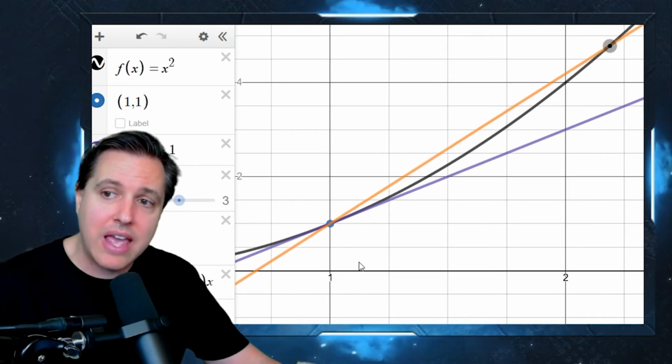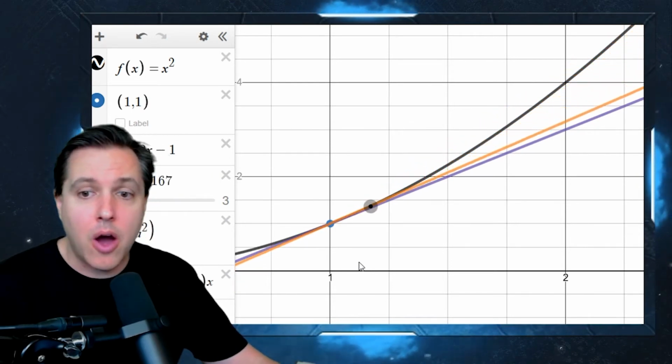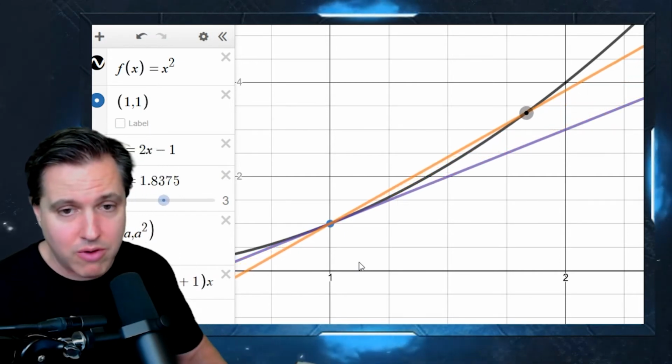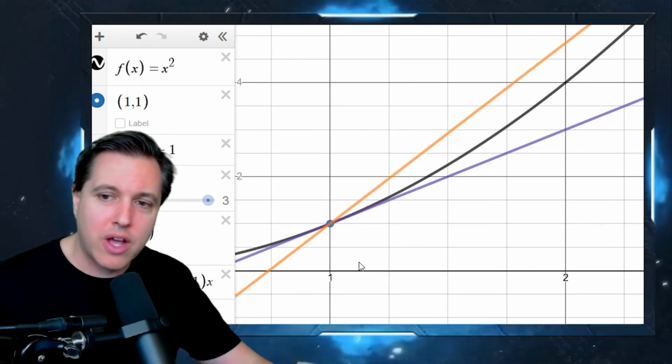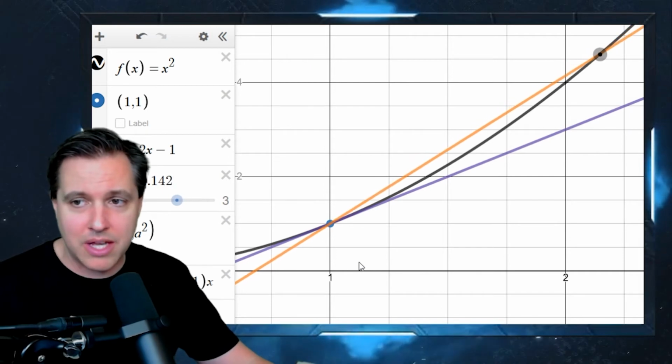In fact, we could say that as the points get closer together, our secant line approaches or approximates the tangent line, the purple one, right? So if you can stare at this animation that's going on here for a few minutes and make sense of it in your head, this whole chapter is going to be a lot easier.